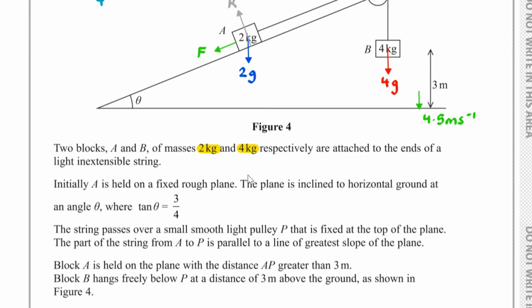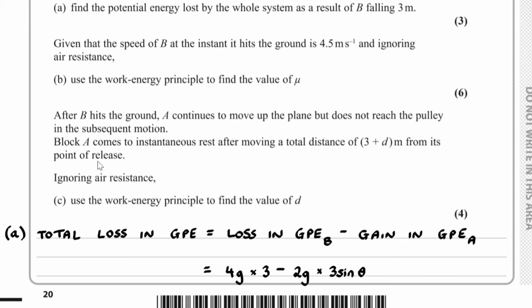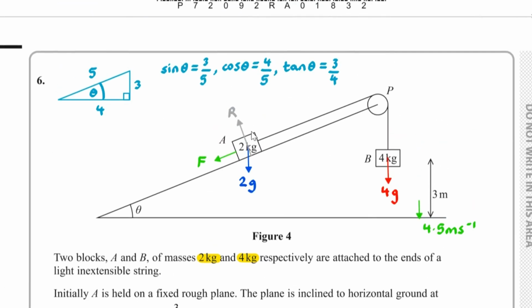Now, what's happening is, we know that block A comes to instantaneous rest. So when the block is over here somewhere, we know it's moved 3 meters, but then as this hits the ground, okay, because it's moved the 3 meters, block A is still moving to a point over here where it comes to instantaneous rest, and here it's moved a distance of d. Now when it's over here, its speed is 4.5 meters per second, and when it's here, its speed is 0 meters per second. It comes to instantaneous rest.